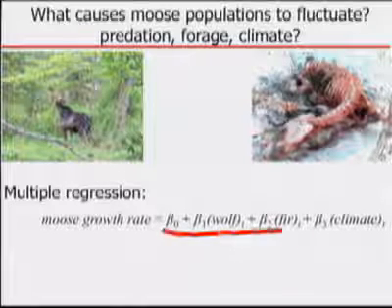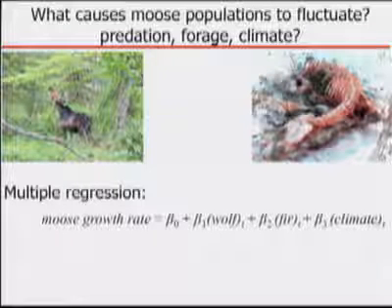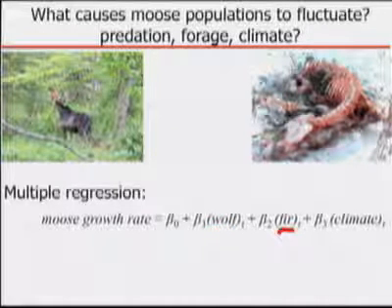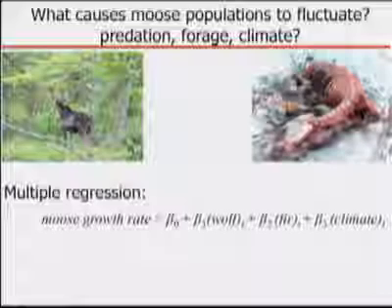All this business on the right-hand side of the equation, there are a couple of things here. One thing that is here are the predictor variables: wolf abundance, something about balsam fir or forage, and then something about climate. These are the predictor variables. These are the three things that we want to know. How do they affect moose growth rate?